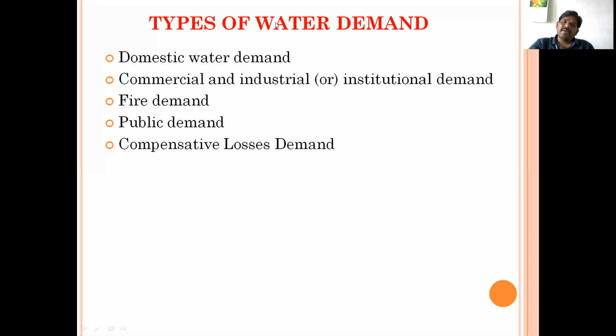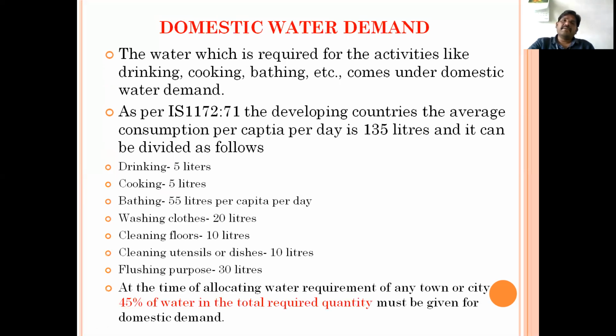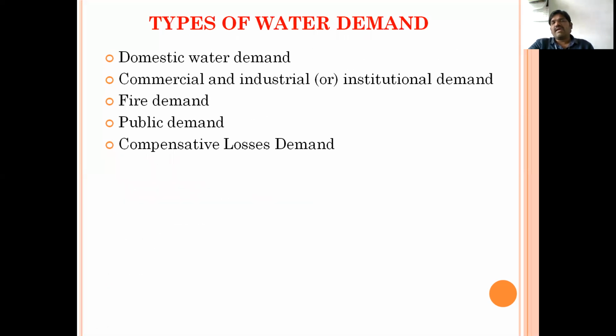we can categorize this water demand into the following categories. One is domestic water demand. Next is commercial, industrial or institutional demand. Third is fire demand. Fourth is public demand. Fifth is compensating losses demand. Now let us discuss them one after another.